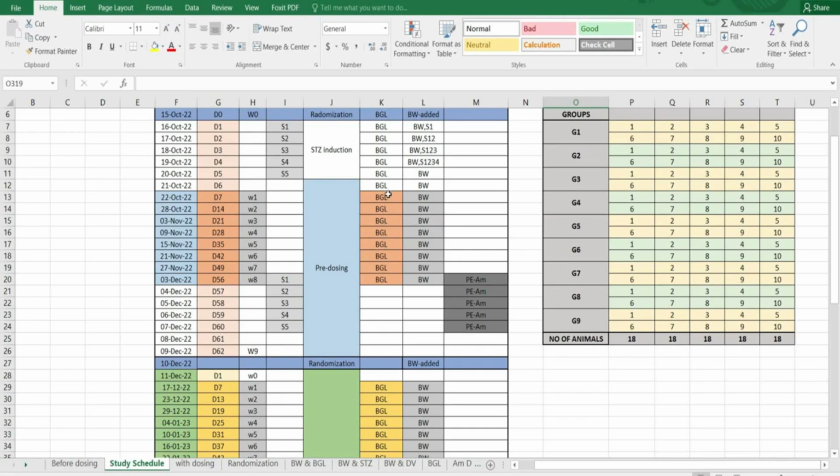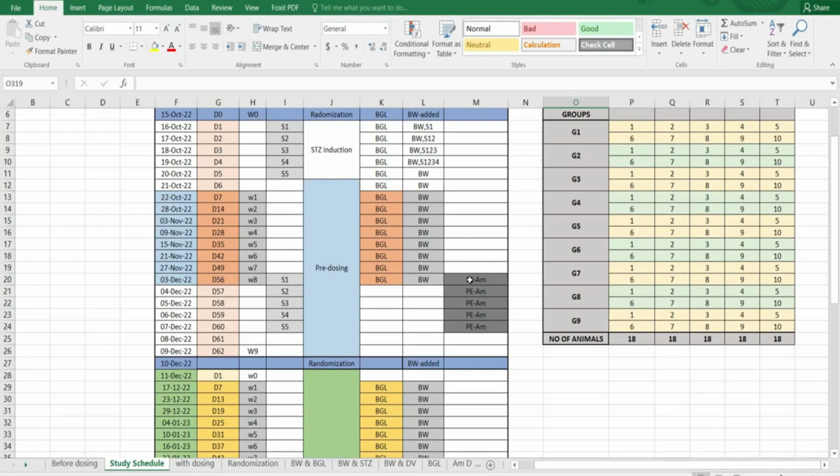Otherwise the animal will die, because if the blood glucose level is over the limit, more than 500 and up to 600, or above 600, because we cannot check whether it is above 600 or not, in that range the animals may survive but they may die anytime. So to overcome this problem, we have to provide insulin, 1 unit dose, at least once weekly, to those animals that are above 500 mg per dL glucose level.